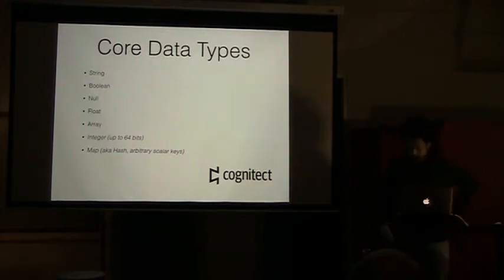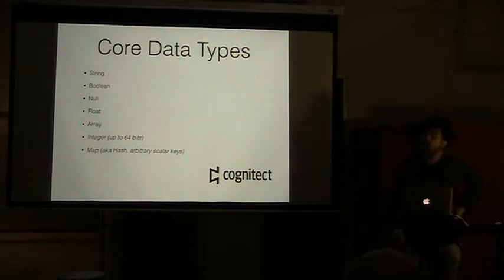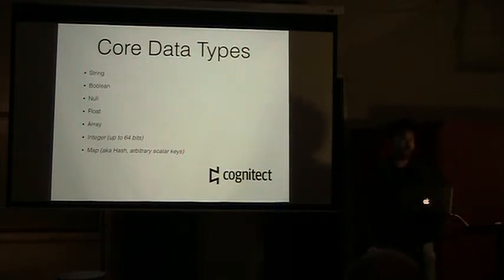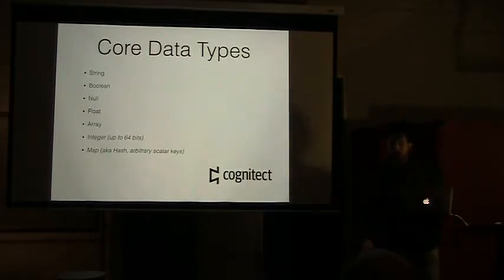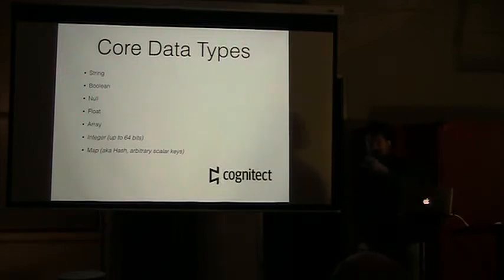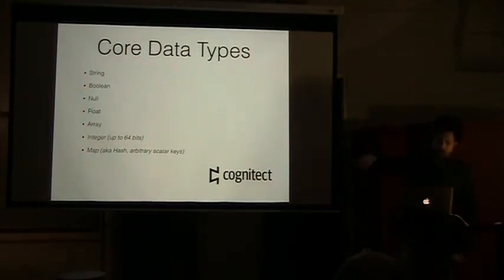Go ahead. Are there circular references? There are no references. It's just data. You can't point from an object to some other object. This is the same as JSON. Okay. No decimal objects? I'm sorry? No decimal representation? Yeah, floating there, binary. So yeah, we have decimal as well. We do. So we'll talk about them in a second.